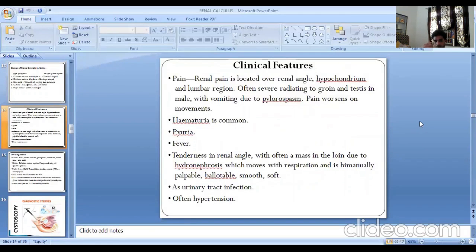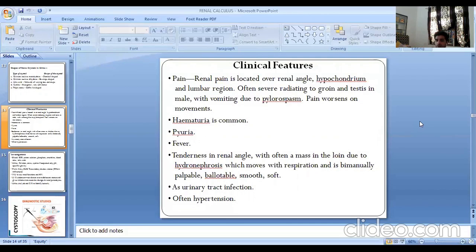Clinical features. Pain: renal pain is located over the renal angle, hypochondrium, and lumbar region. It is often severe, radiating to the groin and testis in males, with vomiting due to pylorospasm. Pain worsens on movement. Hematuria is common. Pyuria, fever. Tenderness in the renal angle, with often a mass in the loin due to hydronephrosis, which moves with respiration and is bimanually palpable.